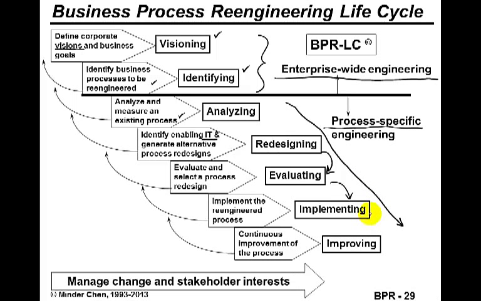And after the process has been re-engineered, we want to continuously improve the business process to keep it up to date. There will always be a feedback loop to the previous steps, and it will be an ongoing process. Another important thing during this reengineering life cycle is to manage the change process and also pay attention to various stakeholders' interests. This effort has to be done from the very beginning. Don't just do it during the implementation phase.